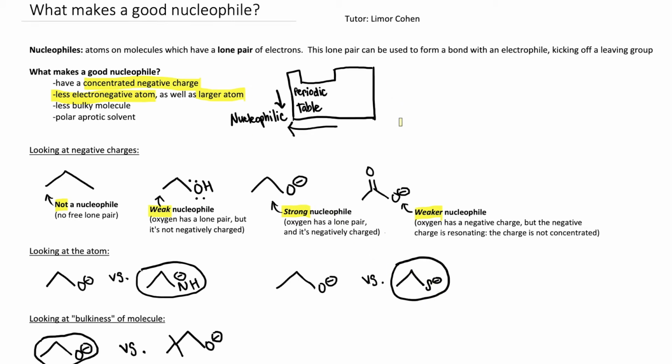And just as a rule of thumb, if you look on the periodic table, atoms going down and to the left on the periodic table are more nucleophilic. So the next factor we're going to look at is the size of the molecule. Less bulky molecules, so smaller molecules, are going to be better nucleophiles.